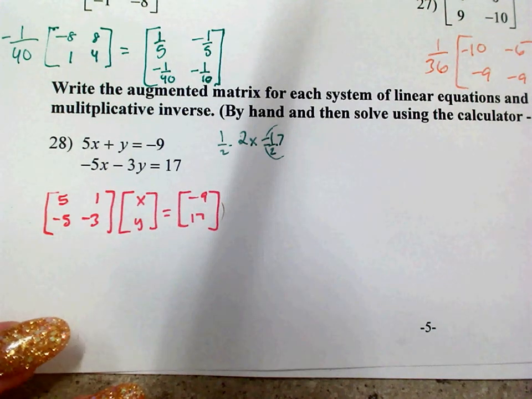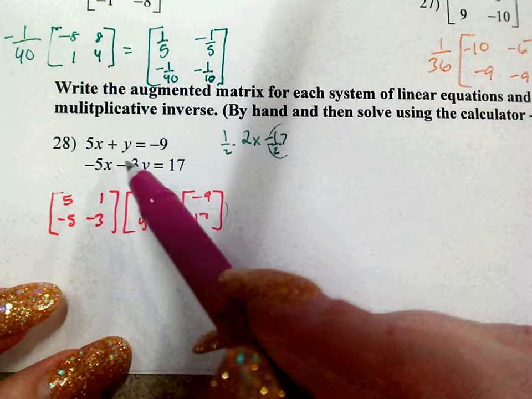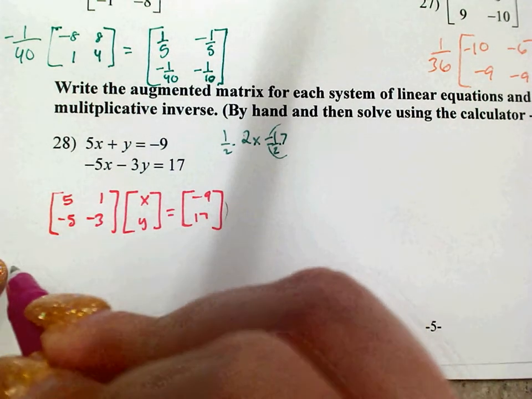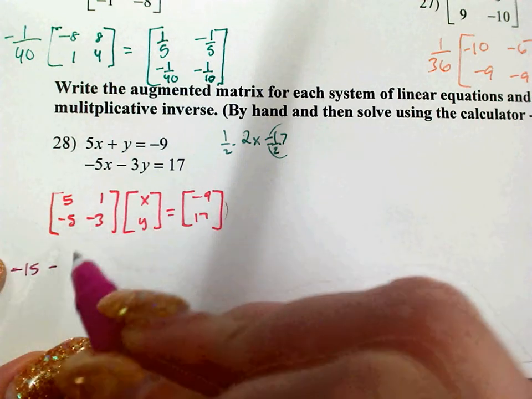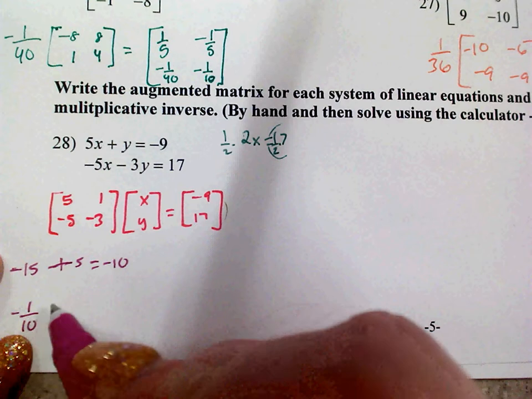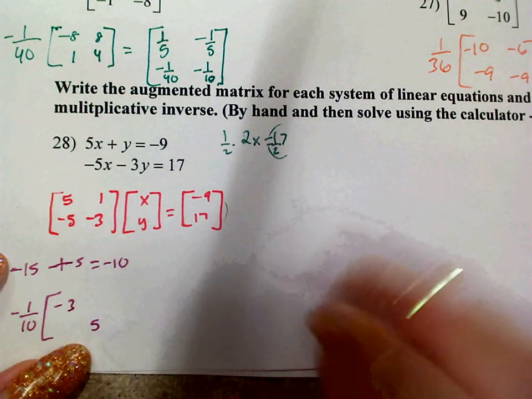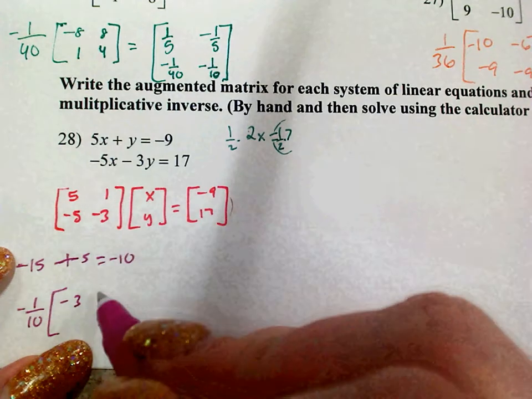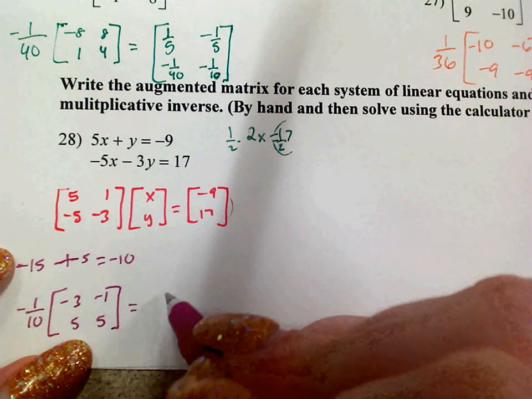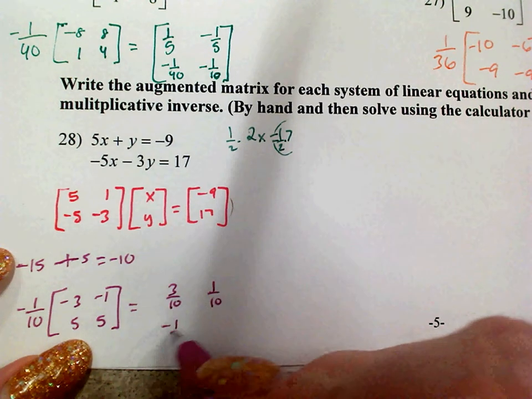So, we're going to find the multiplicative inverse. We're going to do 1 over the determinant. The determinant is going to be negative 15 minus a negative 5, so plus 5, that means it's negative 10. So a negative 1/10 times the adjugate. For the adjugate, we're going to switch the negative 3 and the 5, and change the sign of 1 and negative 5, so negative 1, positive 5. Okay, so the multiplicative inverse is 3/10, 1/10, negative 1/2, and negative 1/2.